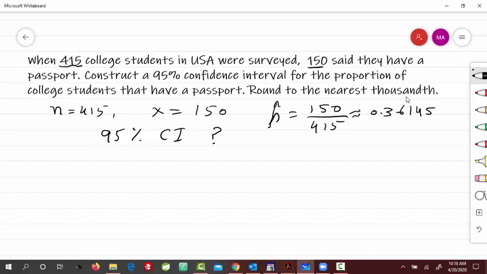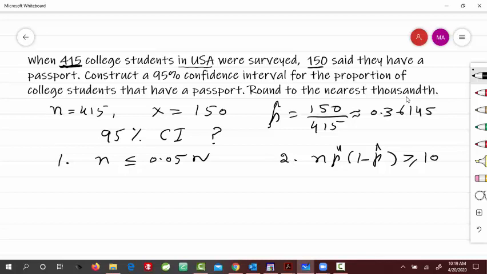There should be two assumptions that should be satisfied. The first is that the sample size should be less than or equal to 5%, or 0.05 times the population. Now we are talking about all college students in USA, so they are in millions. So definitely 415, the sample size n, is less than 5%. So the first condition is true.